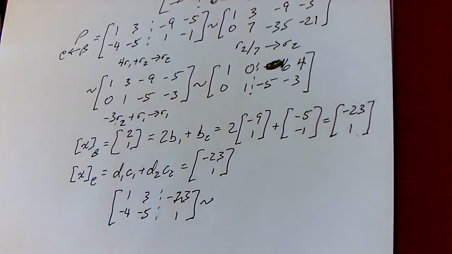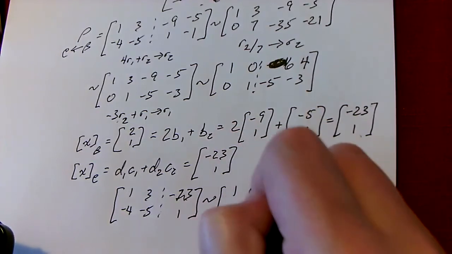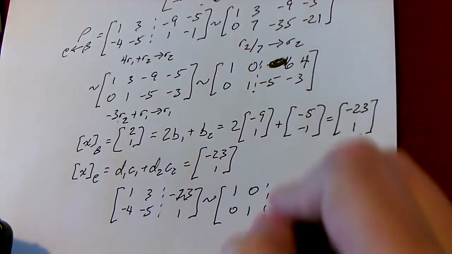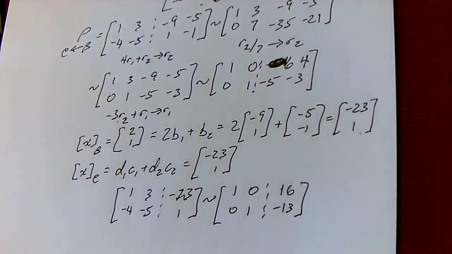Okay? So we're going to use our calculators, and we're going to row reduce this matrix. 1, 3, -23 on the top row. Second row is going to be -4, -5, and 1. We're going to row reduce that, and I'm going to get the identity because, again, that was a basis, so I know it has to be independent. And I'm going to get 16 and -13.